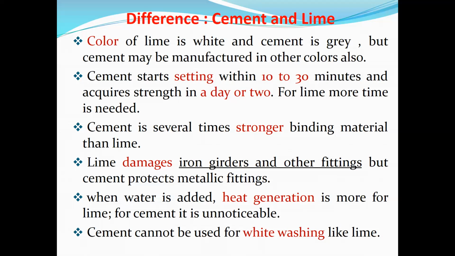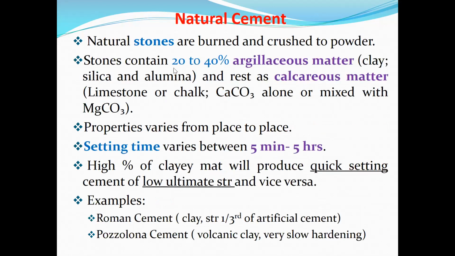There, some other additives or admixtures are used to reduce the heat of the cement. Just for now, learn that between lime and cement, heat generation is more for lime than cement. In case of cement, it is unnoticeable, though later we learn that in case of cement also, if it is a huge volume, it has some significant impact. And cement cannot be used for whitewashing. Lime we can use for whitewashing, isn't it? But cement we cannot use for whitewashing. So this is the difference between cement and lime.